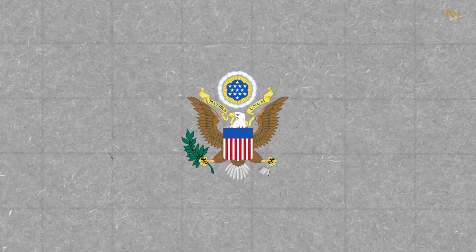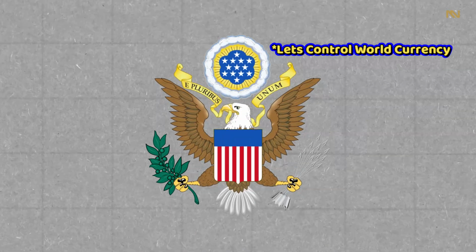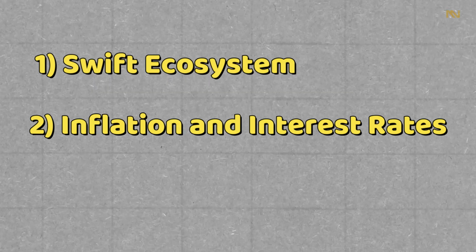Now let us know how the US government is making the dollar stronger and stronger and increasing its value. Number 1, SWIFT ecosystem. Number 2, inflation and interest rates.